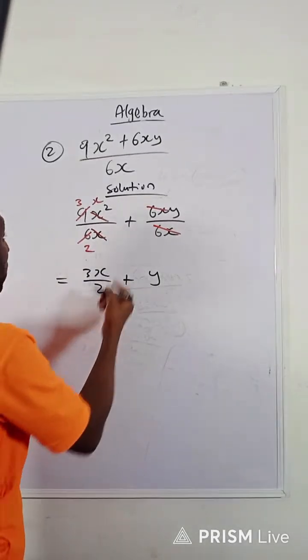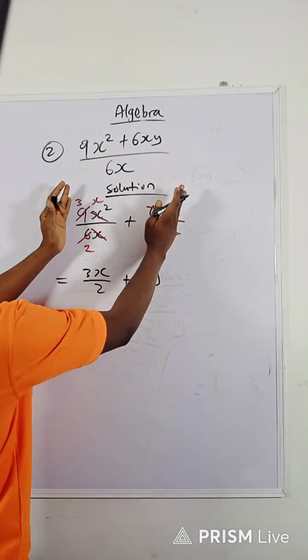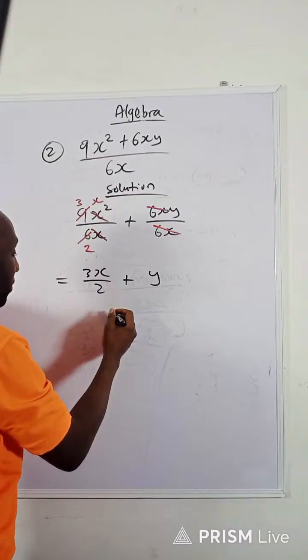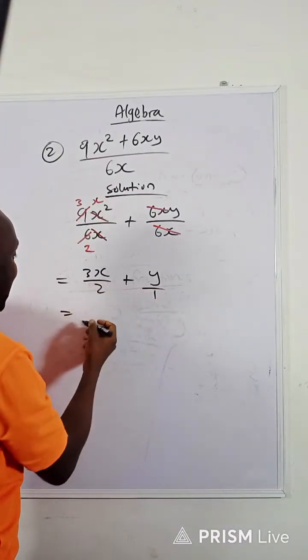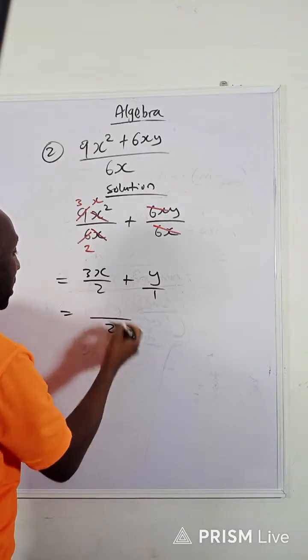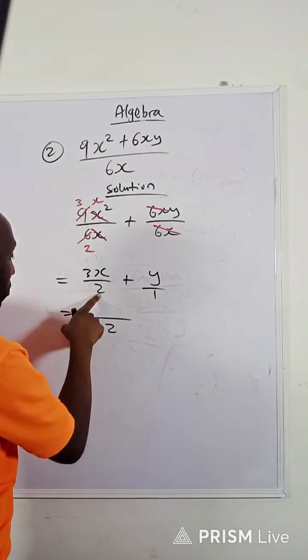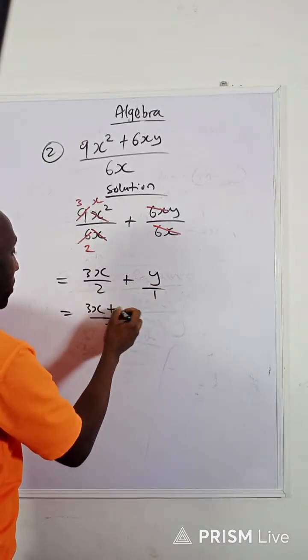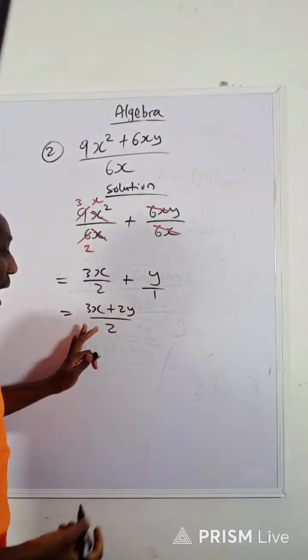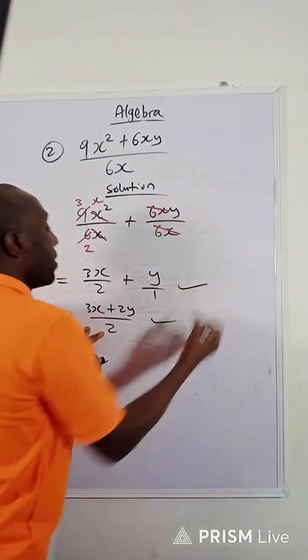So let me show you how you can also do this if you don't want to split it into two fractions. And again, let me also go ahead and put this together as a single fraction. So the LCM is 2, right? This is 3x. 1 into 2 is 2. 2 times y is 2y. So this is the answer, or you can leave it like this.